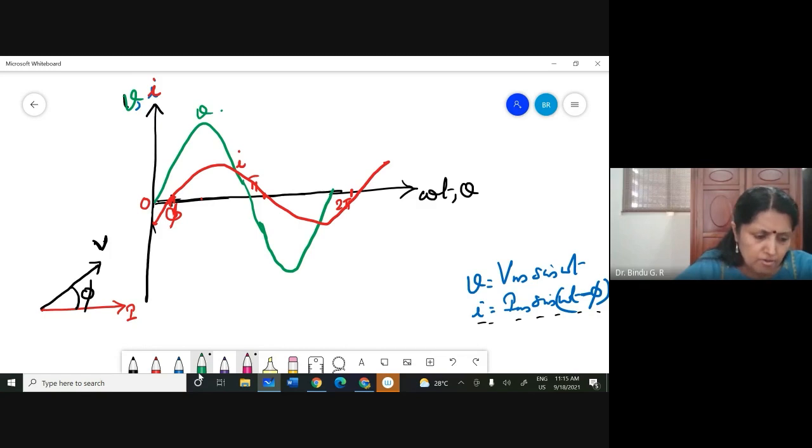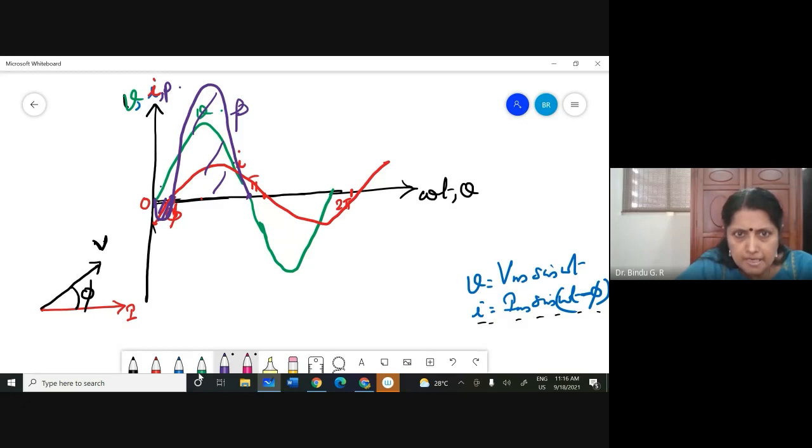And the power curve will be slightly different from whatever we have drawn till now. From 0 to phi, voltage is positive, current is negative. So you will have a power, and the magnitude also will be small. This is the power. From this up to pi, voltage is positive, current is also positive. So you will get a waveform like this. This is the power curve.